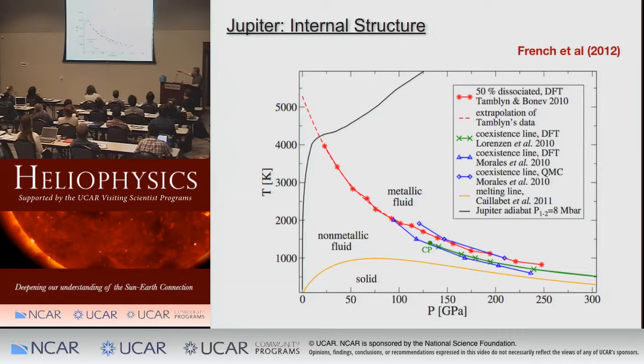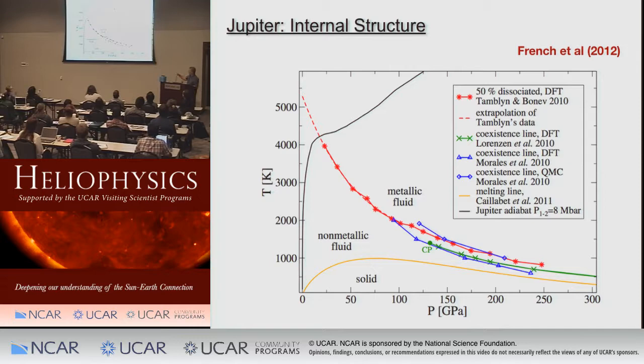But this solid black line is what we think is how the temperature and pressure vary in the interior of Jupiter. So above a pressure of about 20 gigapascals, you would think it would become metallic, and below that, it's non-metallic.